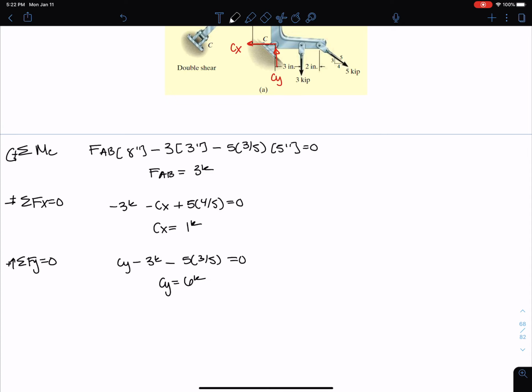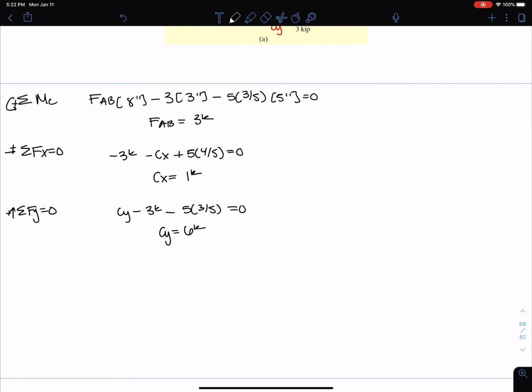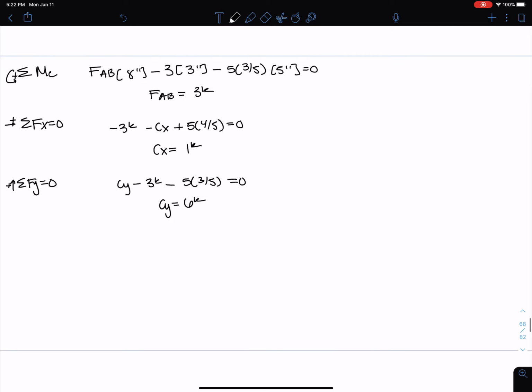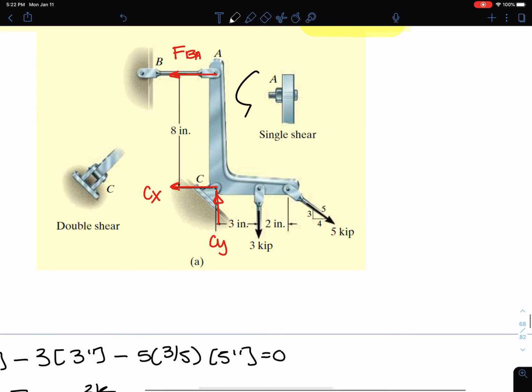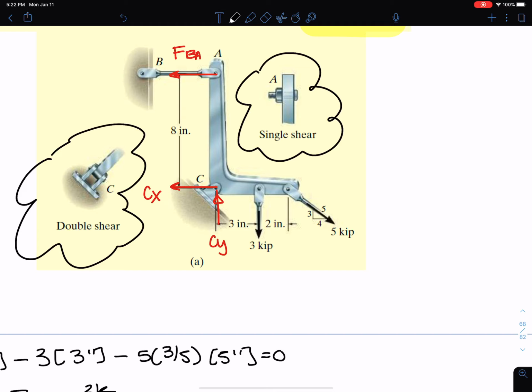Okay, now I need to use that tau allowable to solve for the diameter. So I'm going to first start by writing that equation out. Tau is equal to my shear divided by my area, right? And at the pin at A, let's check. They're telling us here, the pin at A experiences single shear. I don't need to divide by 2, whereas the pin at C experiences double shear.